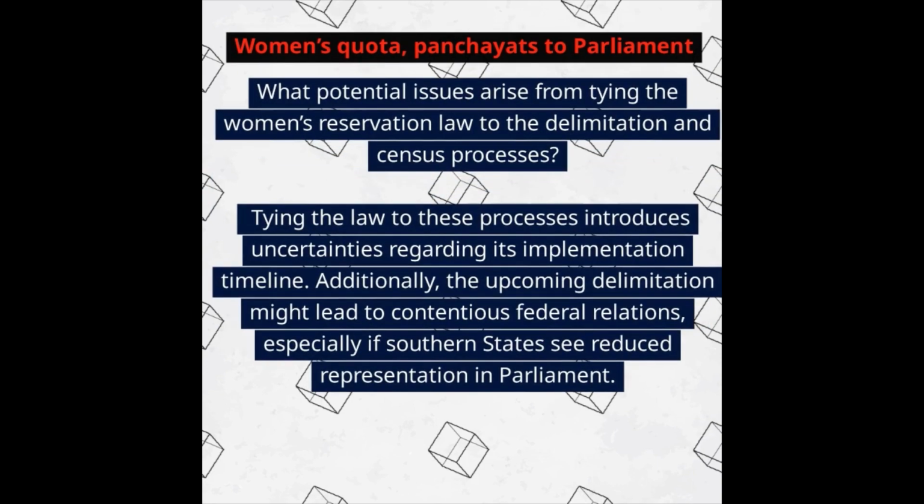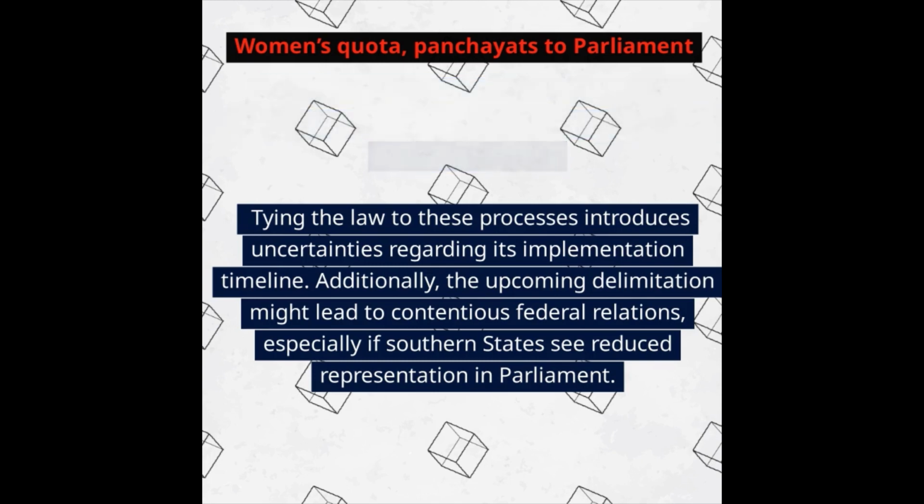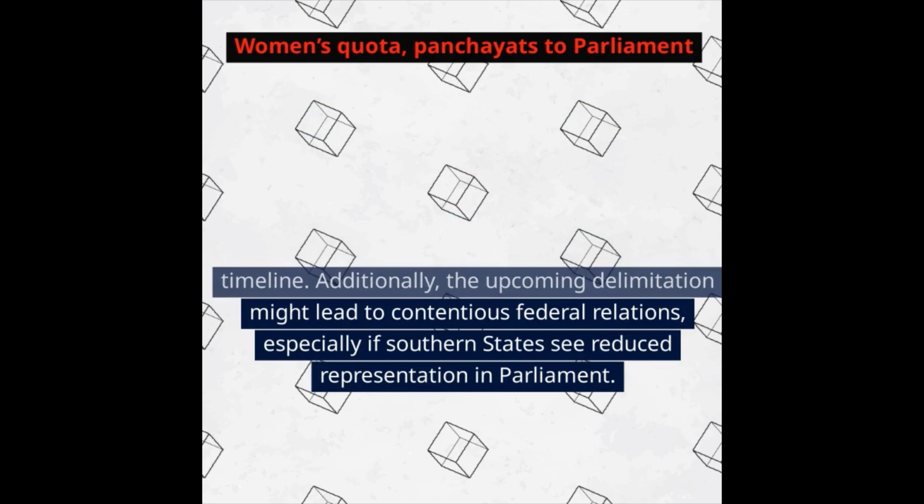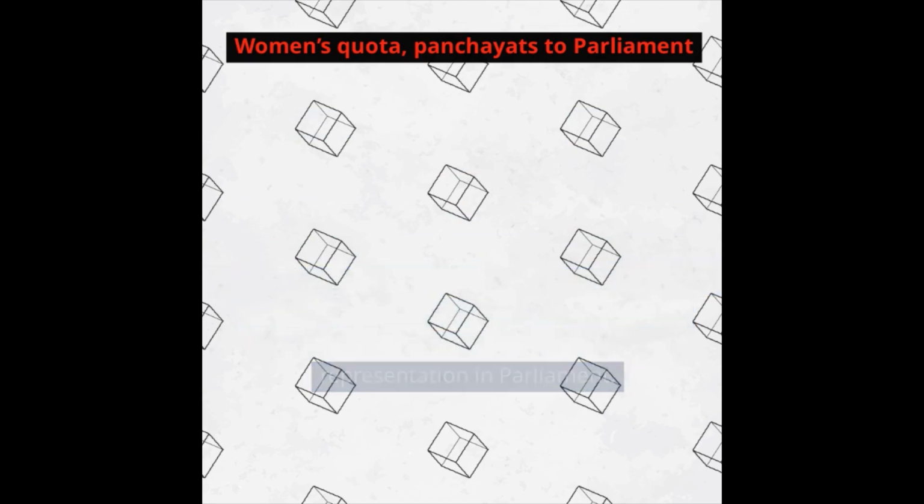What potential issues arise from tying the women's reservation law to the delimitation and census processes? Tying the law to these processes introduces uncertainties regarding its implementation timeline. Additionally, the upcoming delimitation might lead to contentious federal relations, especially if southern states see reduced representation in Parliament.